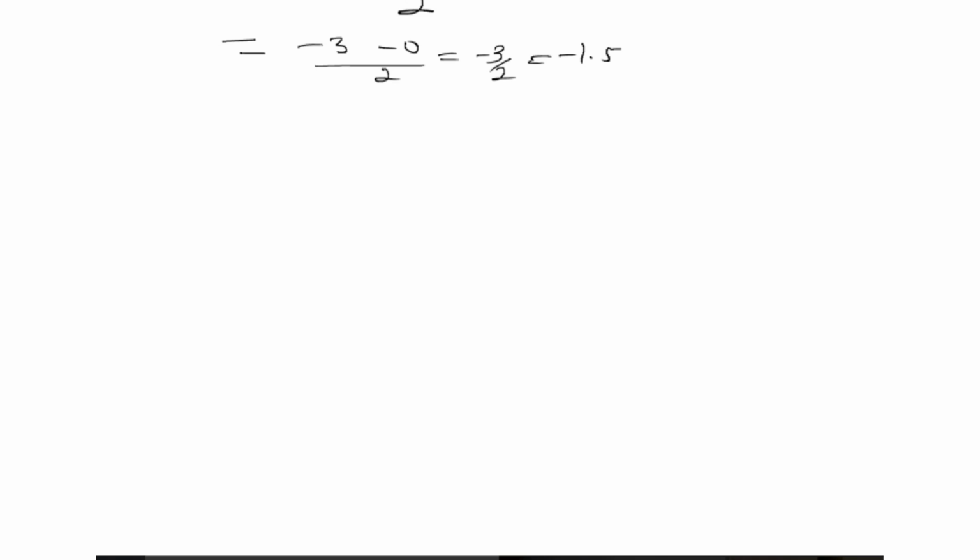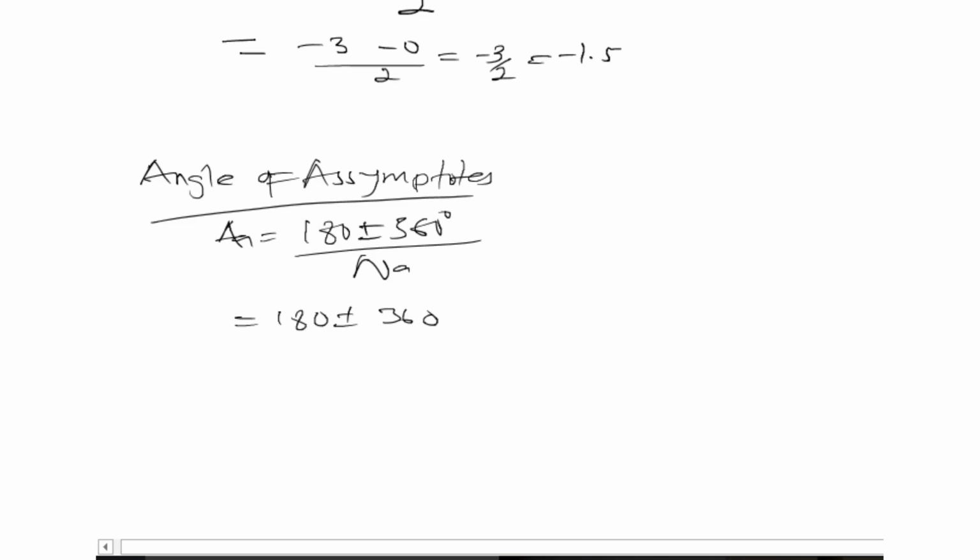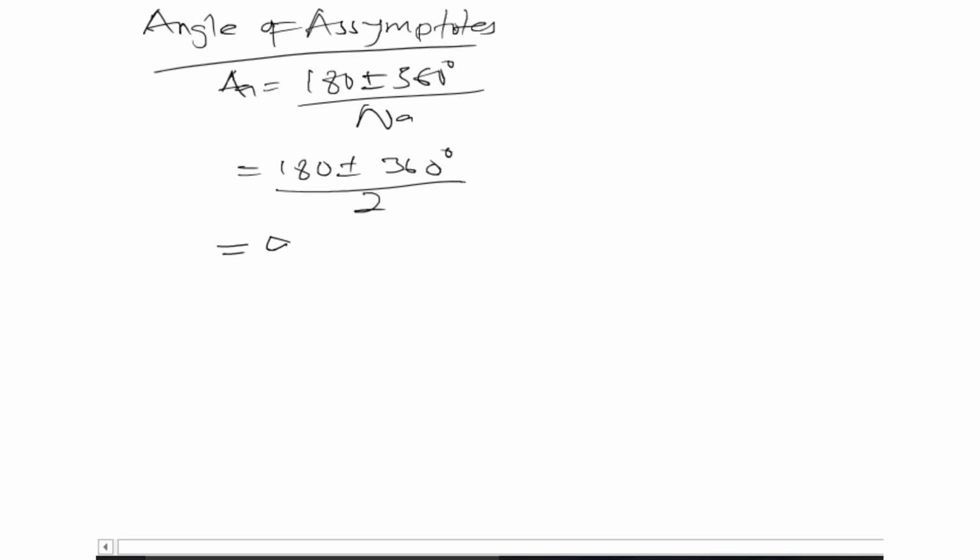Having found the point at which the asymptotes leave the axis, we also have to find the angle at which these asymptotes go towards infinity, since we do not have any zeros there. Again, the formula to find the angle of asymptotes is: angle of asymptotes equals 180 plus or minus 360 all over the number of asymptotes. So we have 180 plus or minus 360 all over 2. Here we have an angle of 90 degrees plus or minus 180 degrees.